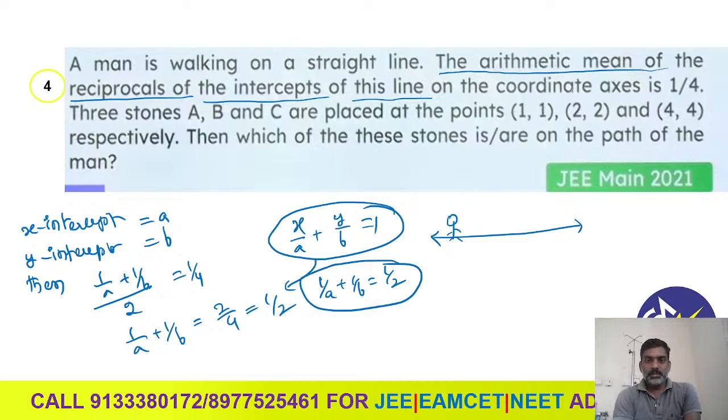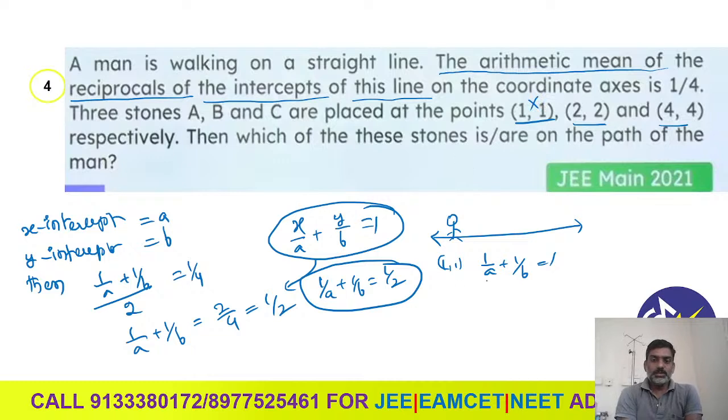Suppose in the given question they have given 3 points like (1,1), (2,2), (4,4). Suppose (1,1) is on that line, then what do you get? 1 over a plus 1 over b is equal to 1. This is not the same as this. So (1,1) is not on the line.